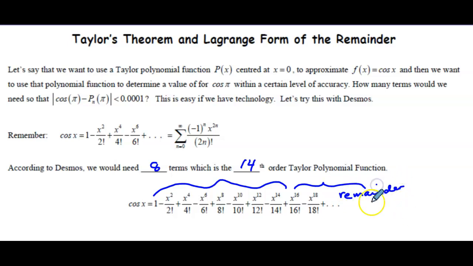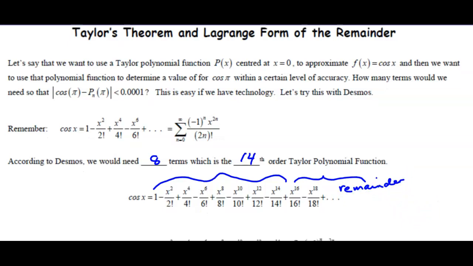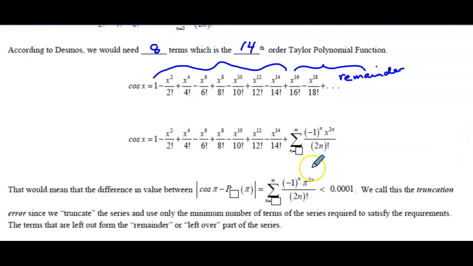So if you look down on your sheet here, we've split it up now. Okay, so in the 2 parts here, so now this goes to infinity from n equals 8. This goes up to n equals 7, and then that's n equals 8. So really the difference in the value of cos pi and the polynomial function where n goes from 0 to 7 is going to be equal to that remainder, that extra part here. So that's from 8 to infinity, and that is less than 0.0001.